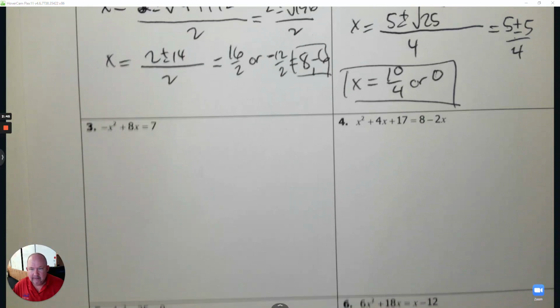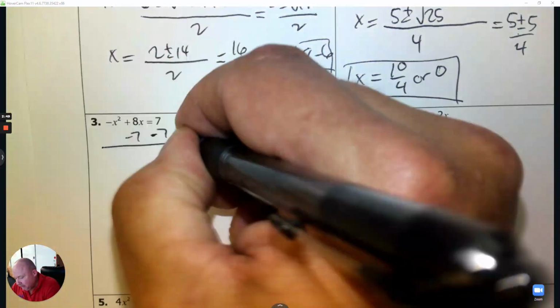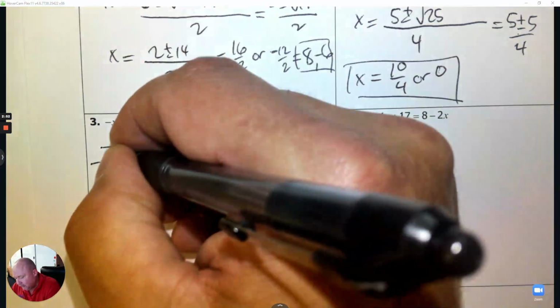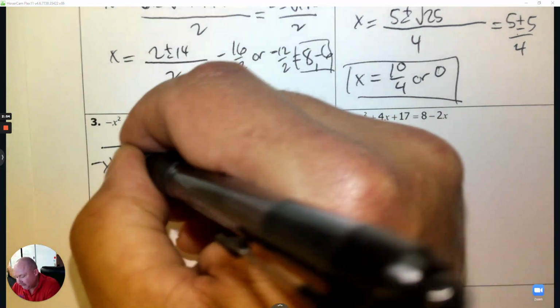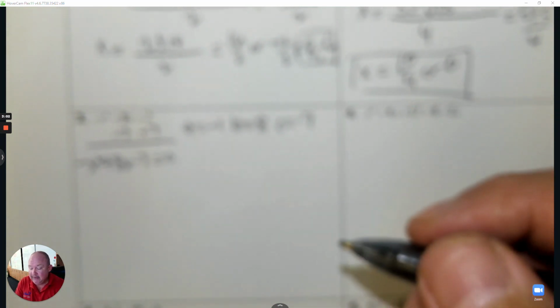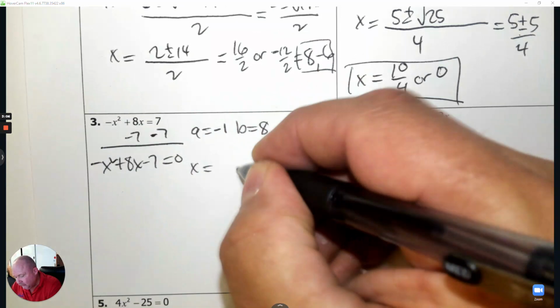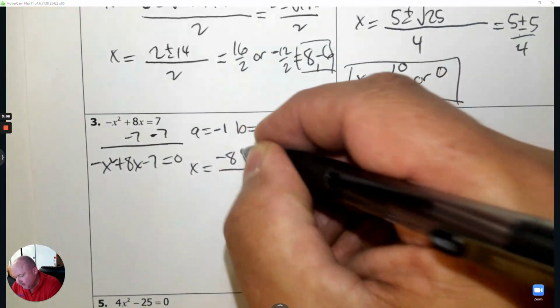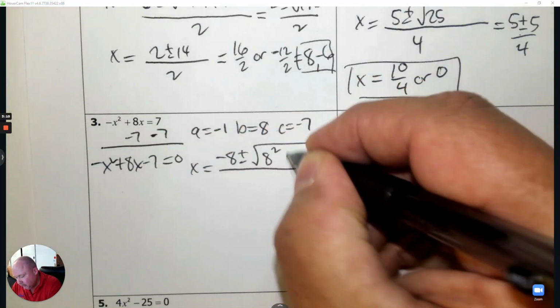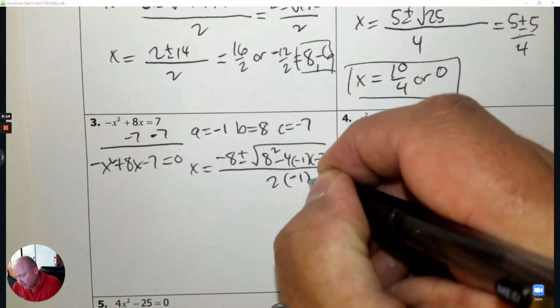Number 3. Step 1 is to make this equal to 0. So that's -x squared plus 8x minus 7. A is the first number, -1. B is the second number, and C is the last number. So we have -1, 8, and -7. The formula is x equals -b plus or minus the square root of b squared minus 4ac over 2a. So we plug into the formula.